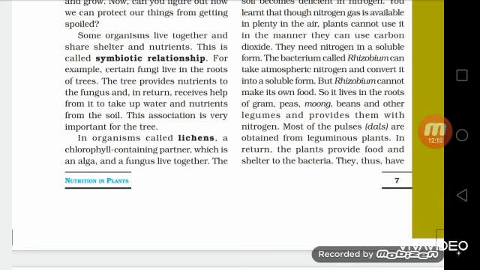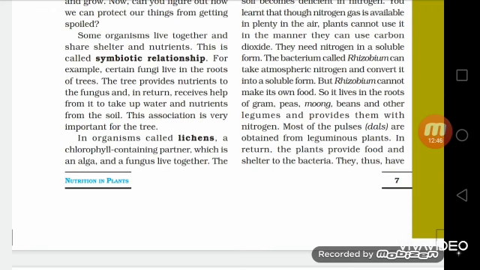Another example is given here, that is lichens. Mark my words, students, do not pronounce it as lichen or something else. This is lichens. Try to pronounce it. Write all the hard spellings which are hard for you, which are not easy to write. So please do practice writing spellings. Okay, so lichens are made up of algae plus fungi.